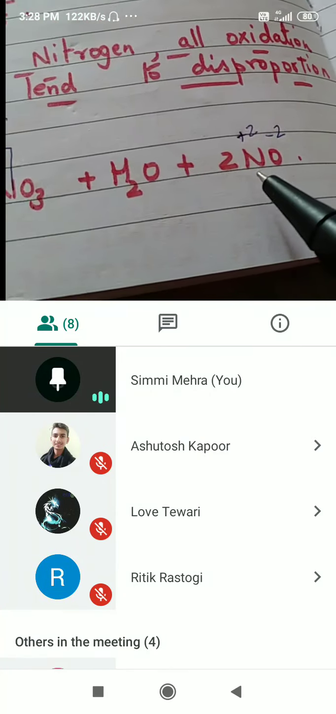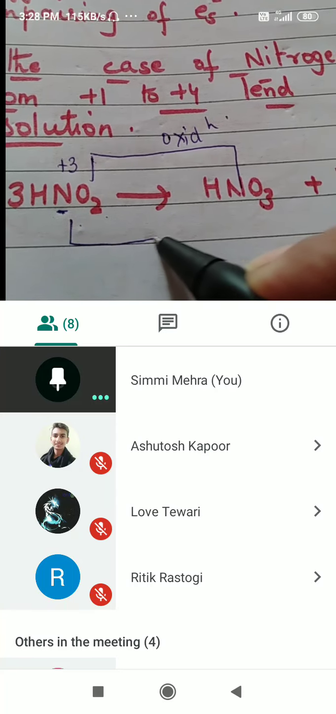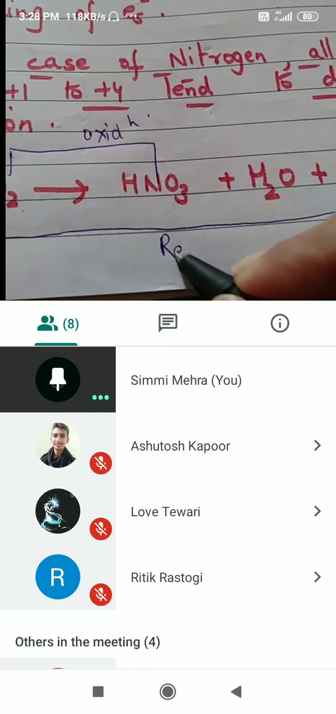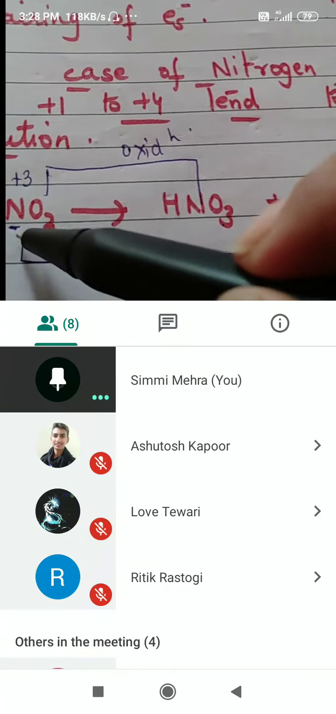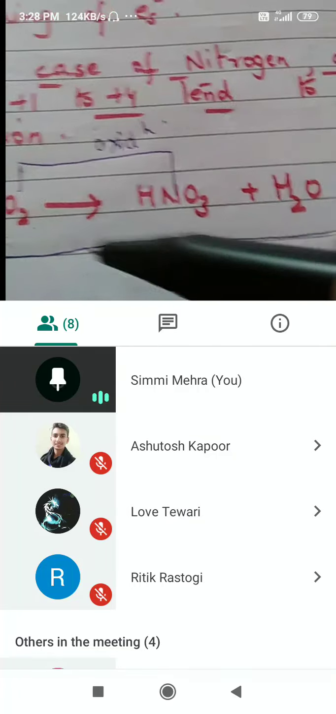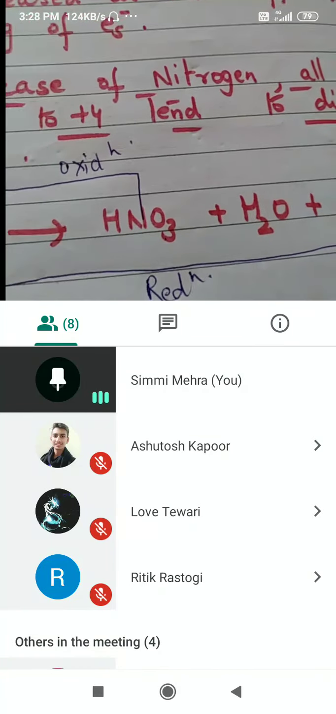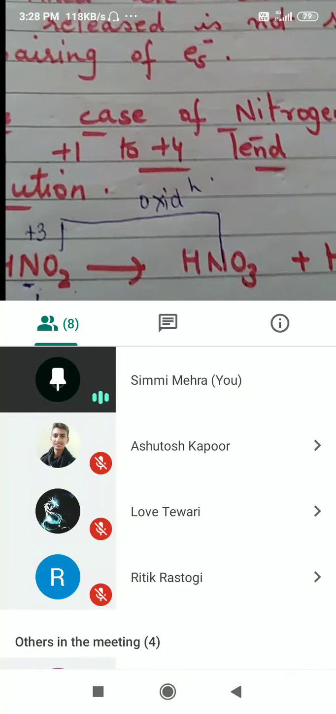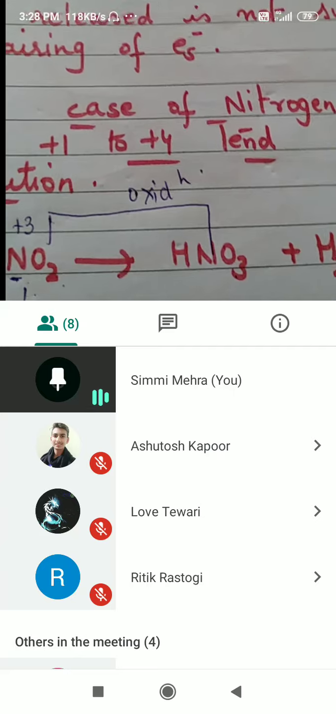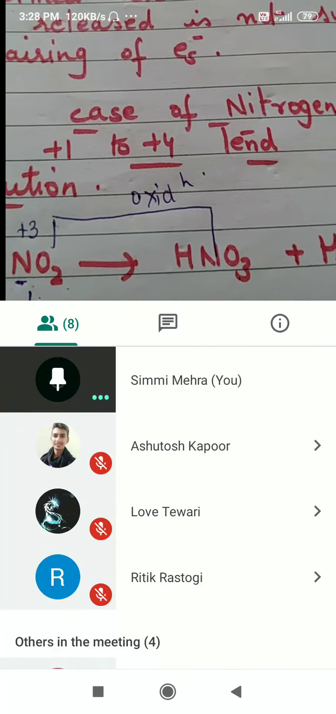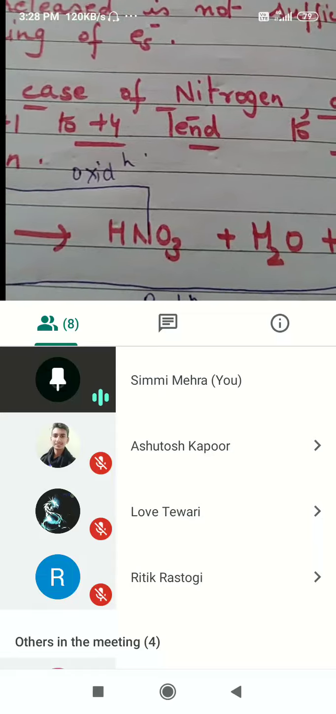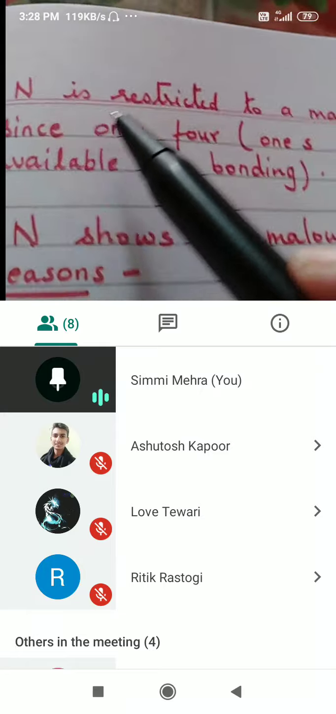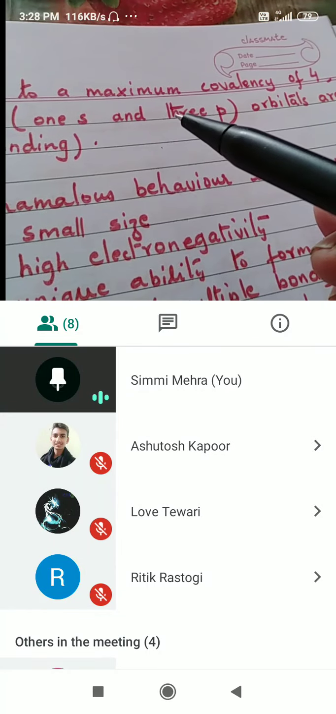+3 to +2. This is reduction. Okay. So same substance is getting oxidized, same substance is getting reduced. This is known as disproportionation reaction. So if nitrogen is in +1 to +4, that means +2, +3, +4 oxidation state, it is capable of undergoing disproportionation reaction. Okay. Next point is nitrogen is restricted to a maximum covalency of 4.